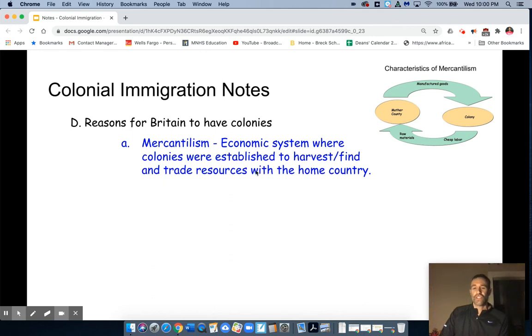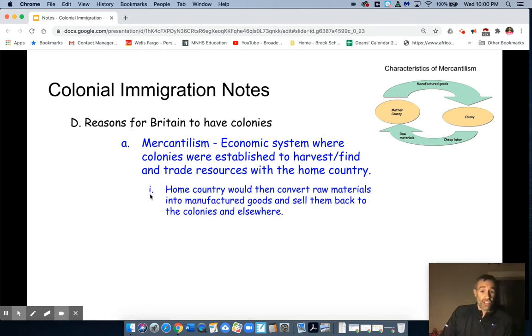You can condense this in your own words, but it's an economic system where colonies were established to harvest or find and trade resources with the home country. Just like this graphic shows. You might want to find this graphic and put it in your notes somewhere. I just found it with a quick search of mercantilism. And additionally, lowercase letter, no Roman numeral here, the home country would then convert raw materials into manufactured goods and sell them back to the colonies and elsewhere to make money. So this helped the British economy greatly.